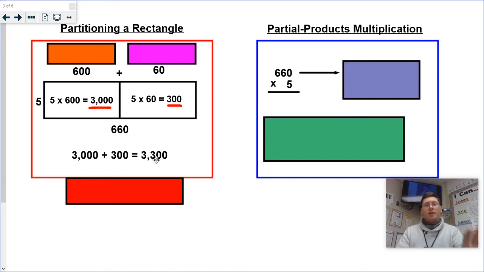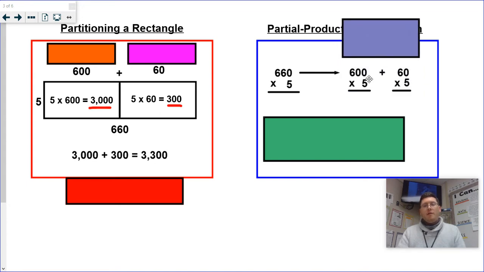That's partitioning a rectangle. Now, if I try to do partial products multiplication, I don't use rectangles at all. I show the math as is. It's very similar to the math that we do for partitioning a rectangle. We don't, however, use those rectangles. So I have my same problem, 660 times 5, but I do 600 times 5 plus 60 times 5. Very similar to what I did over here, but again, I don't use my rectangles.